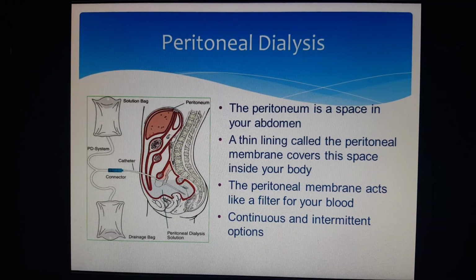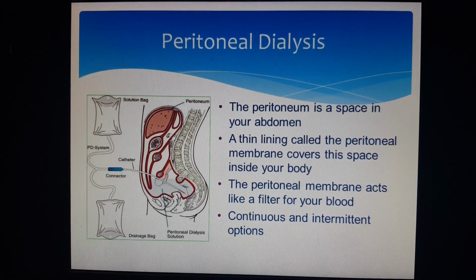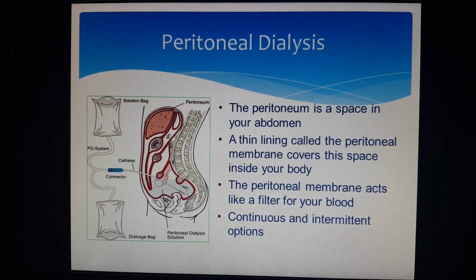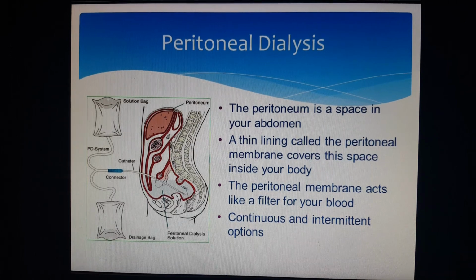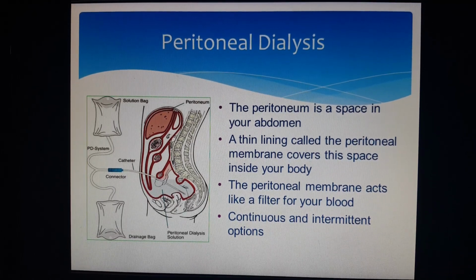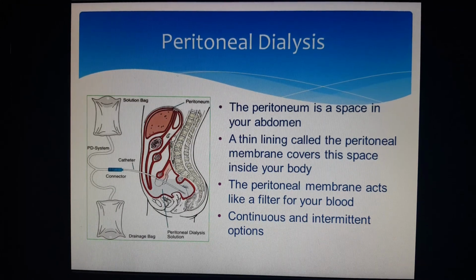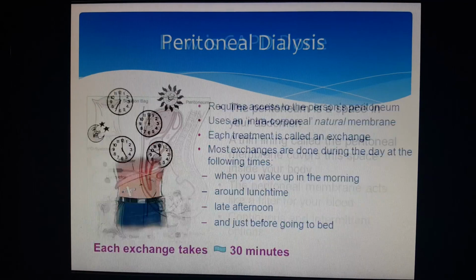For peritoneal dialysis, a patient also requires an access to the abdomen. A thin lining called the peritoneal membrane covers this space inside the body. The peritoneal membrane acts like a filter to the body, or as a substitute kidney. Continuous and intermittent options are available if the patient chooses to do peritoneal dialysis.